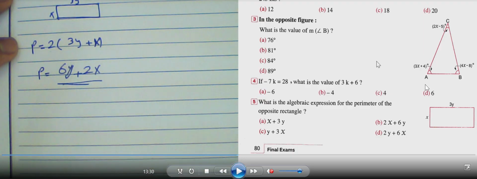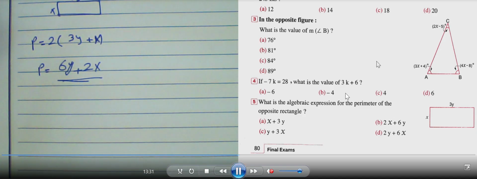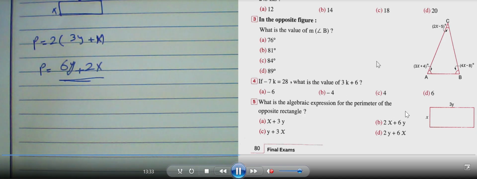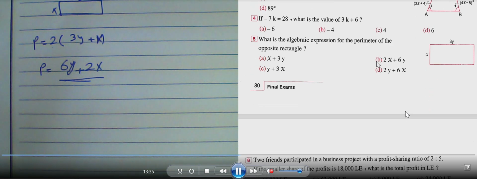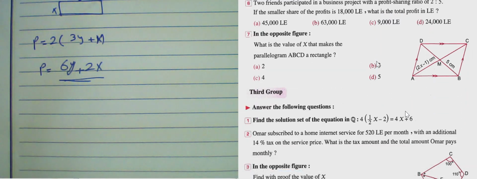We have 3y and x, and we want to find the perimeter. The perimeter equals twice the length and width. The length here is 3y and the width is x. Using distributive properties, 2 times 3y will be 6y, and 2 times x will be 2x. Then the result will be 6y plus 2x. So for the perimeter in this example, you must choose 6y plus 2x or 2x plus 6y.